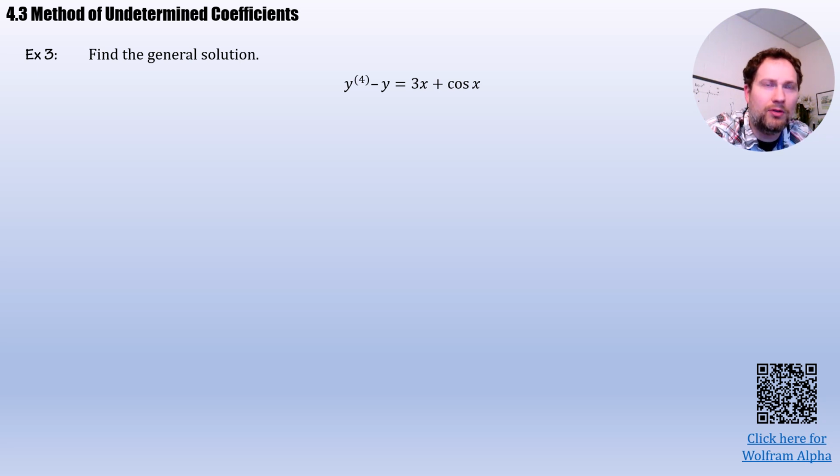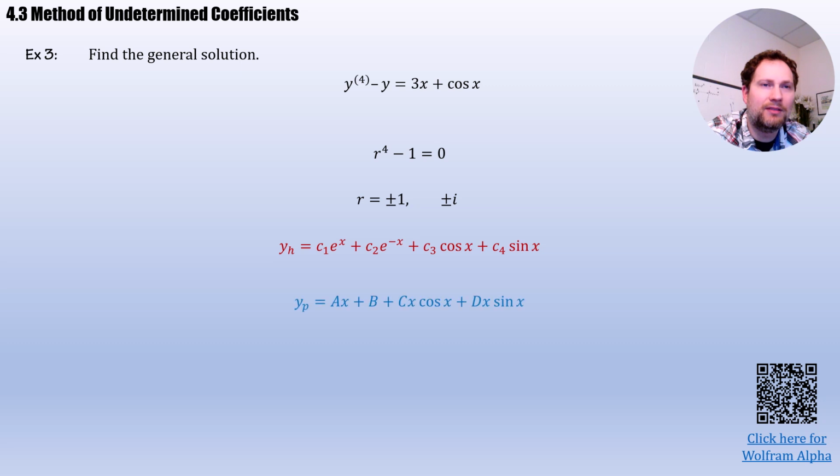Okay, so the homogeneous equation has this as its characteristic equation, r to the 4th minus 1 equals 0. If you move the 1 over to the right side and think about what the 4th roots of 1 are, they are plus or minus 1 and plus or minus i. Those are our 4 roots, and so for a homogeneous solution, we have this in red. So c1 e to the x, c2 e to the negative x, those come from our plus and minus 1 term, and then the plus or minus i give us the cosine and the sine part of the solution there.